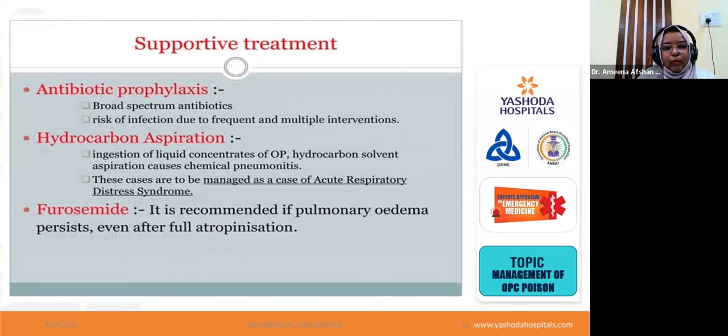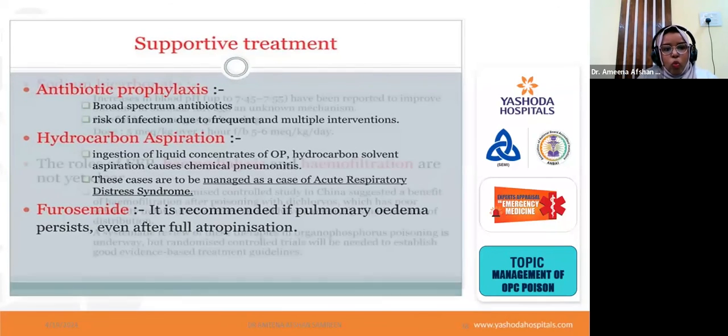Some other supportive treatments that can be given: antibiotic prophylaxis, hydrocarbon aspiration, because some patients can aspirate as well, so that can cause chemical pneumonitis. Furosemide, if somebody has pulmonary edema that is not responding even after atropinization, we can go for diuretic therapy.